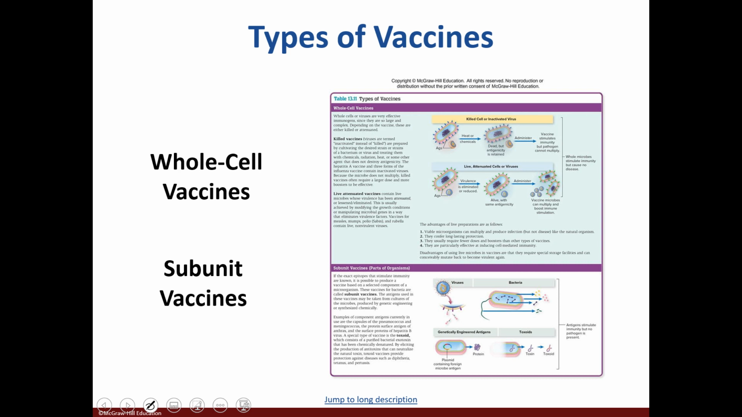Subunit vaccines use portions of the antigen from the microbe. Toxoid vaccines are another example that has a purified exotoxin that has been denatured. Examples of this vaccine include diphtheria, tetanus, and pertussis. No pathogen is present, but an immune response is still generated.